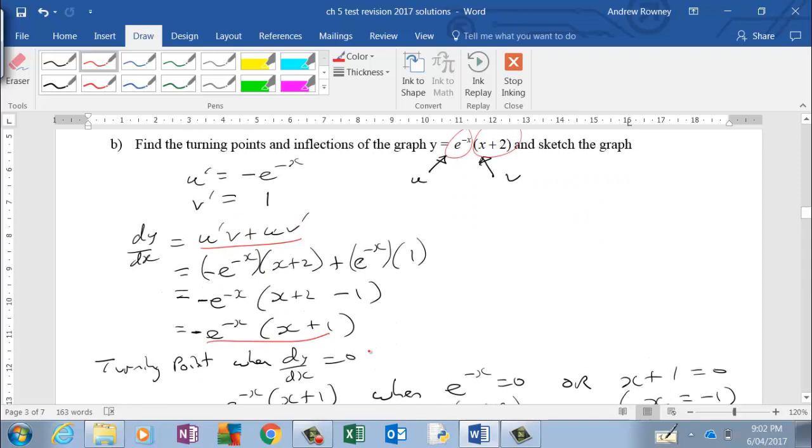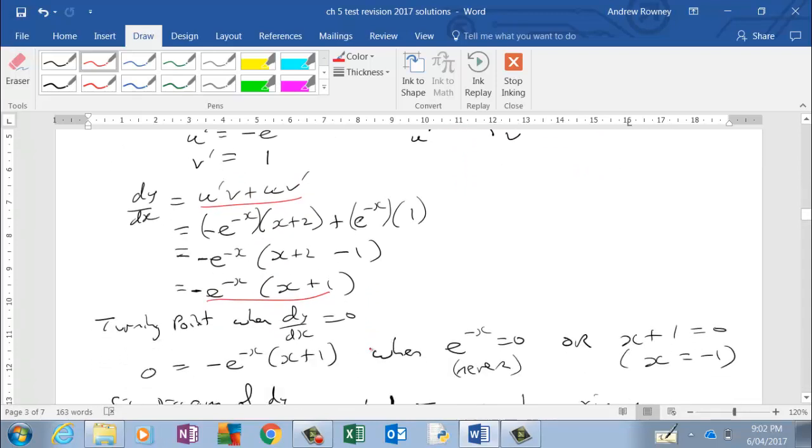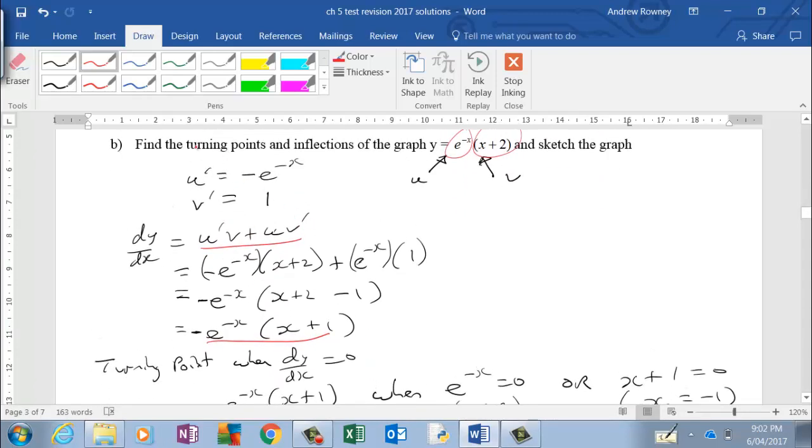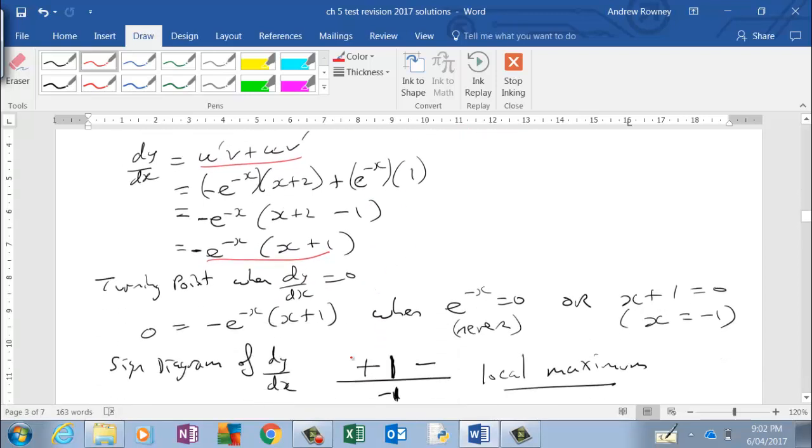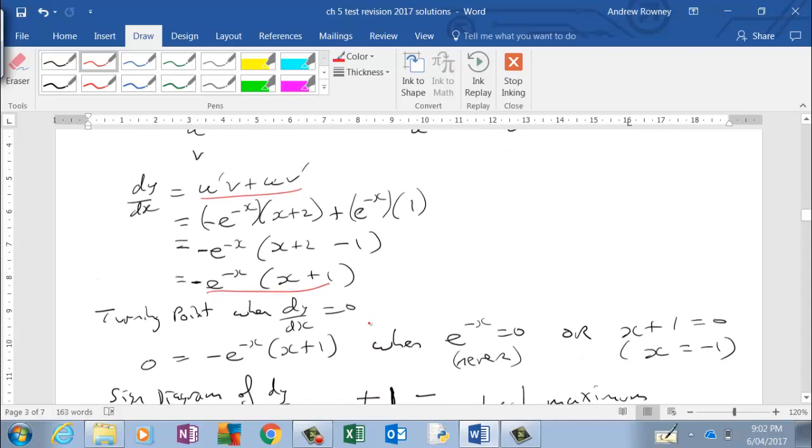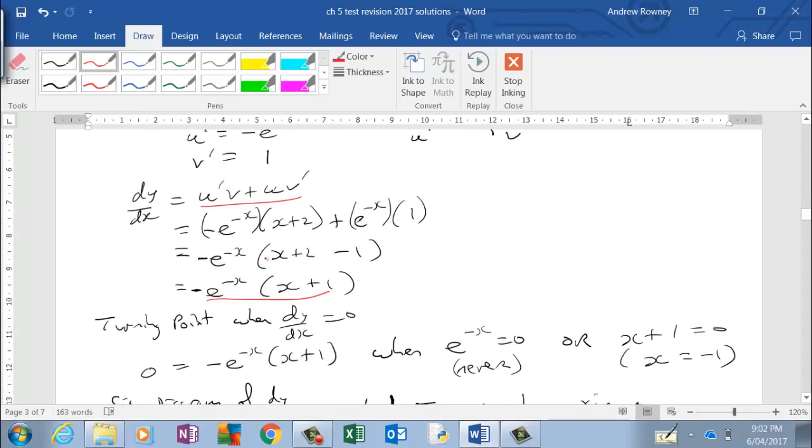The turning point occurs when the derivative is 0. That's what this is. Find the turning points and the inflections. The turning point when the derivative is 0, so we put 0 for dy dx, is here, which is down here, equals this function, equals that function. Now that equals 0 when either the first bit is 0 or the second bit is 0, because they're being multiplied.